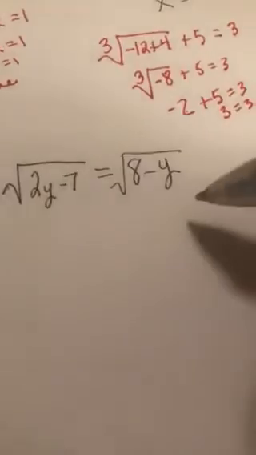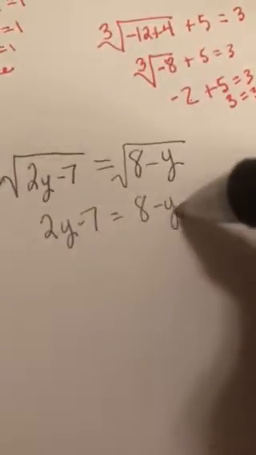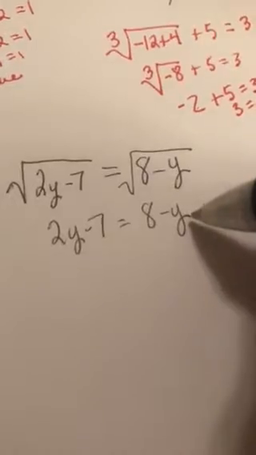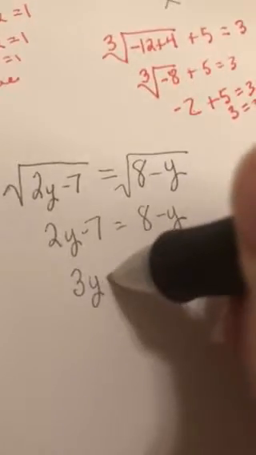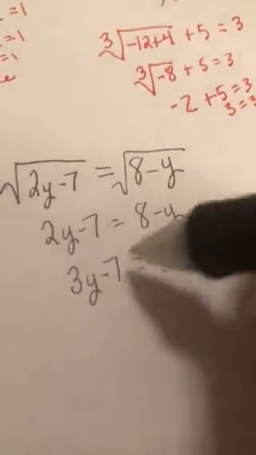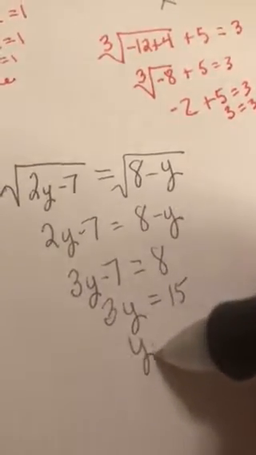All right, we'll try another one of those. The square root of 2y minus 7 equals the square root of 8 minus y. We already have a radical alone. Square both sides, and you get 2y minus 7 equals 8 minus y. Get y alone, solve for y. So I'm going to add 1y to both sides. And then I'm going to add 7 to both sides. And then divide by 3.